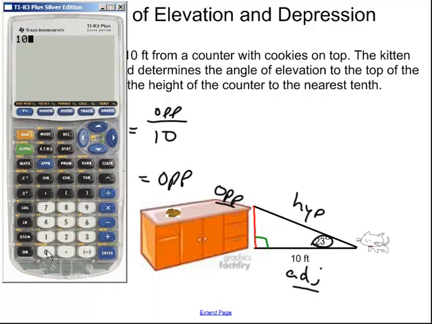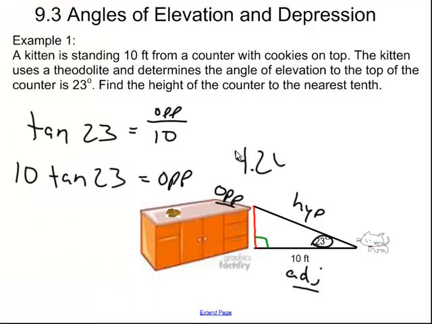Now I'm going to do 10 times the tangent of 23. And so the counter is about 4.24 feet high. It's the same thing we've been doing with trig functions. It just uses the words angle of elevation and angle of depression.